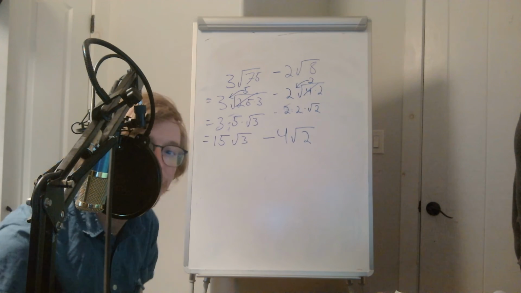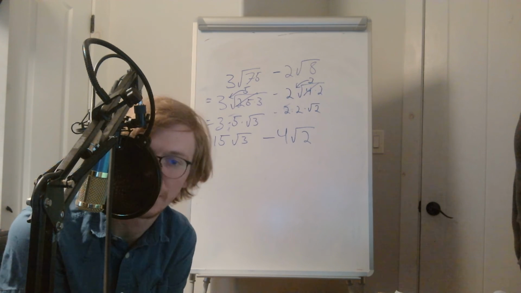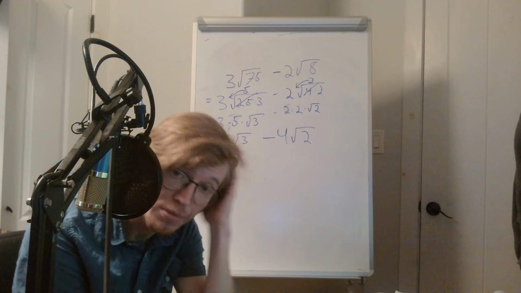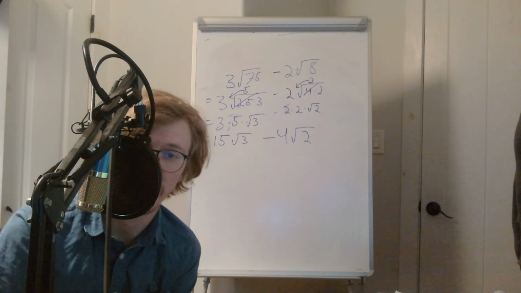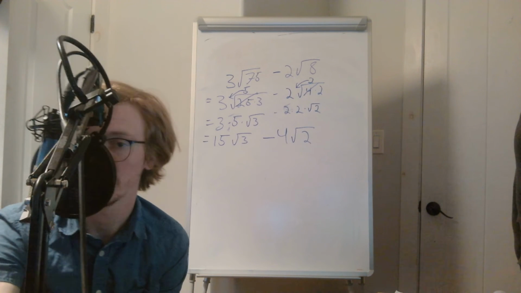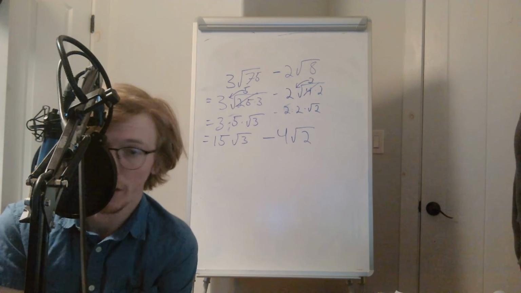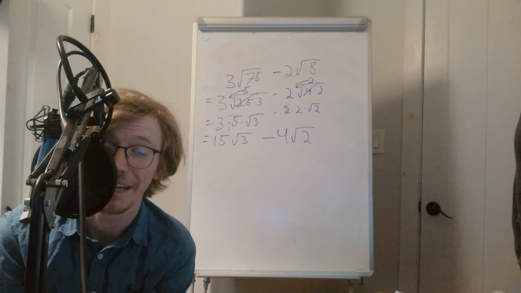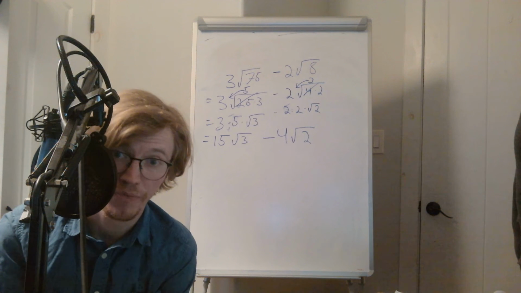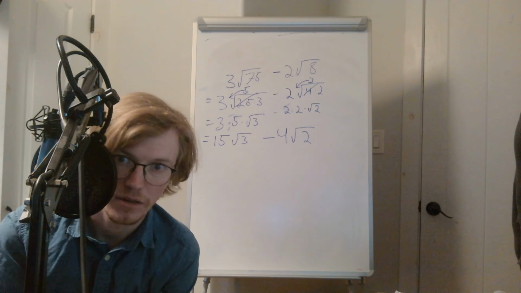All right, so we've got 15 square roots of 3 minus 4 square roots of 2. And I hope you're able to answer this question. Is there anything else we can do to this set of radicals? And the answer there is no. It's simplified all the way down right now. There's nothing else we can do because they're not like terms. So we can't just subtract them in this form.